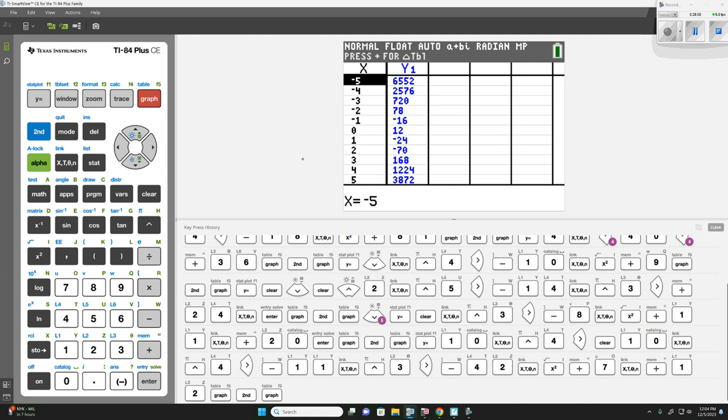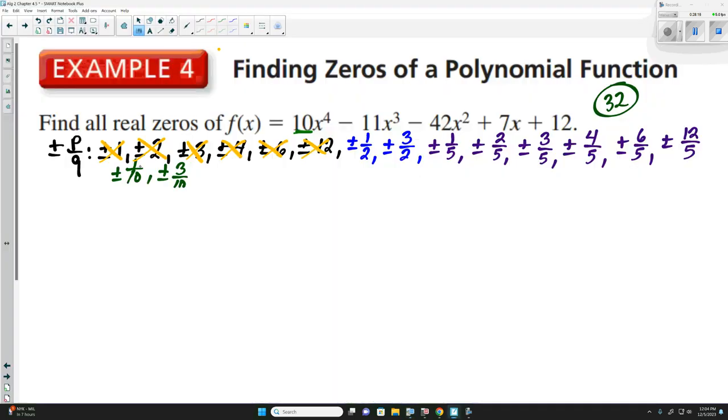Calculator. 12, -12 does not work. And if we scroll down, 12 doesn't work. So what it's told us is none of these here work. None of these solutions work.